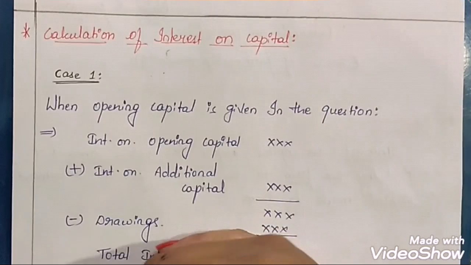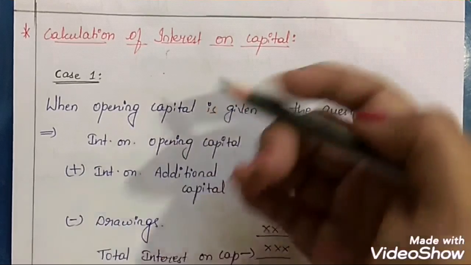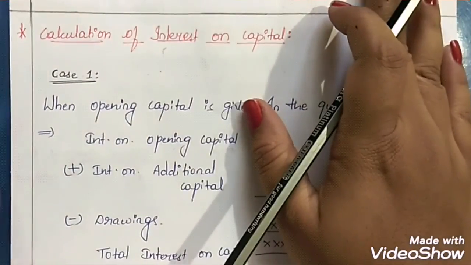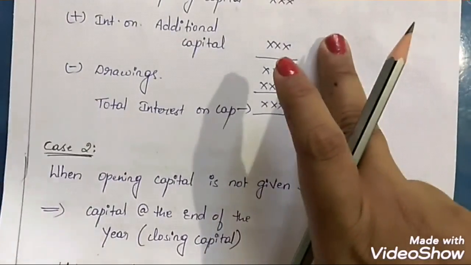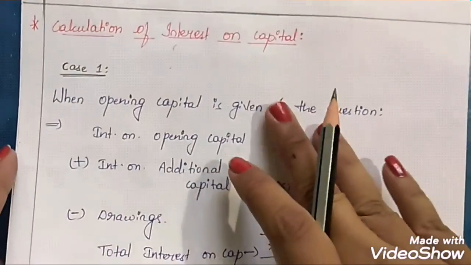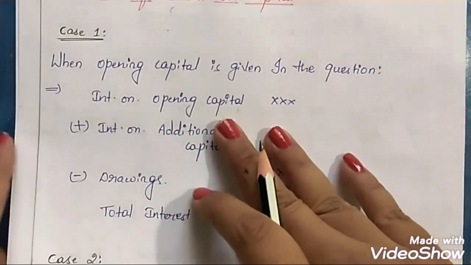Okay, so are you clear up to here? So up to here we have discussed what is interest on capital, right? Now let us discuss how to calculate interest on capital. Okay, so there could be 2 cases for calculating the interest on capital, right? So first we will discuss both the cases, then we will solve one problem each on both of these cases.